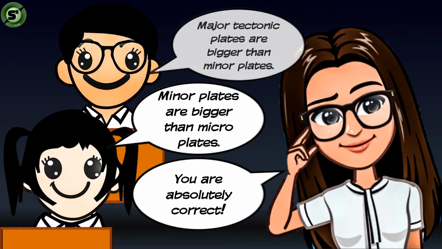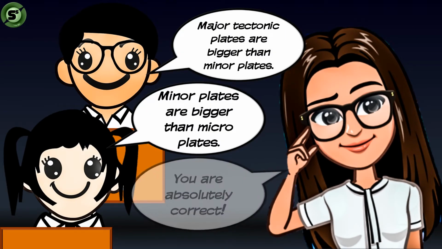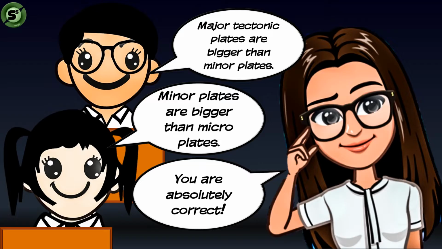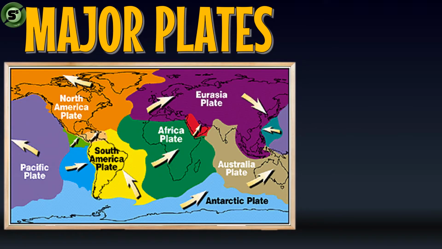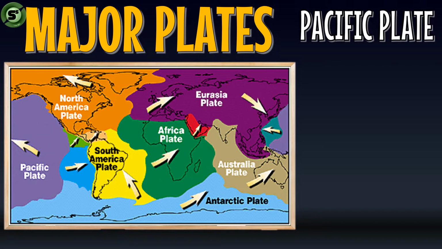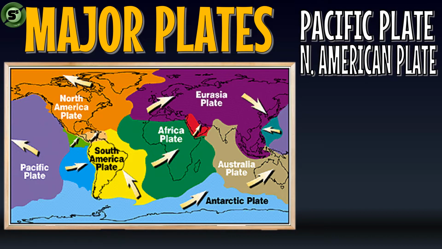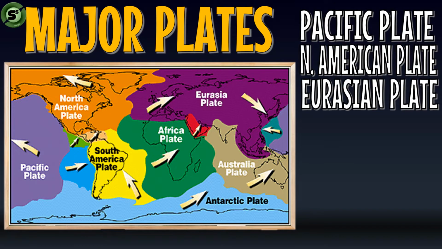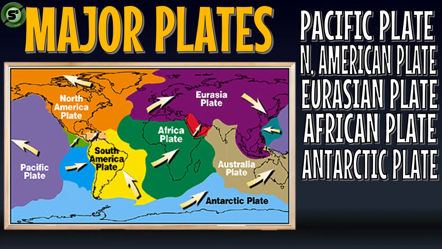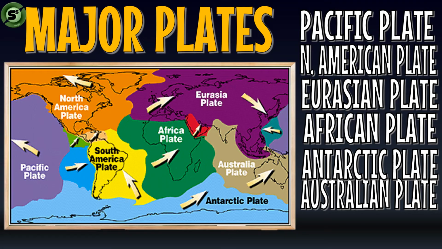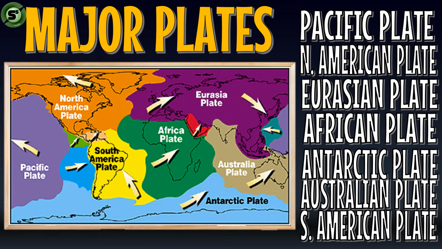Exactly. The plates are categorized according to how big their area is. Major plates have the biggest area, so in our study we will give more information about them. The 7 biggest plates according to their sizes are the Pacific Plate, North American Plate, the Eurasian Plate, the African Plate, the Antarctic Plate, the Australian Plate, and the South American Plate.